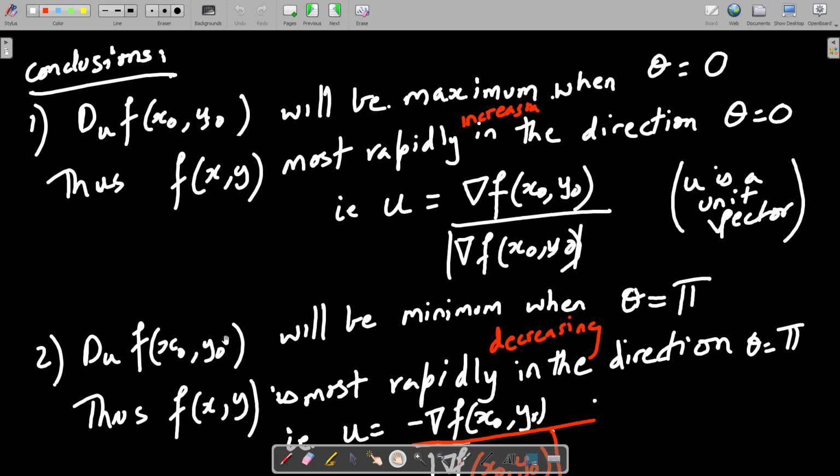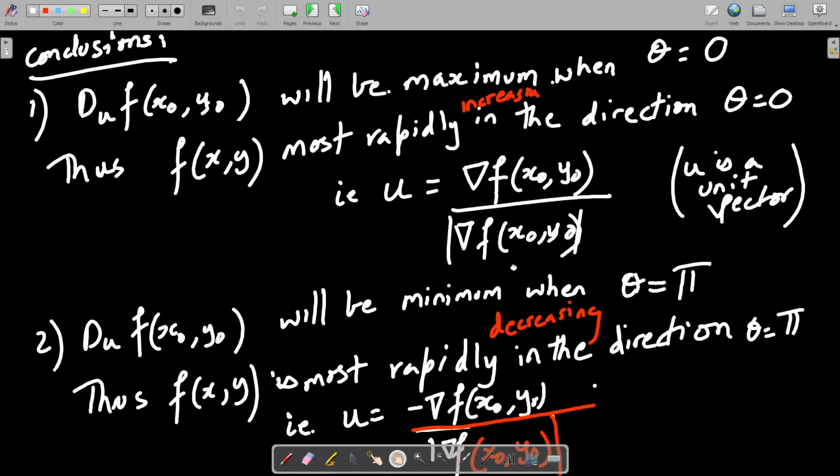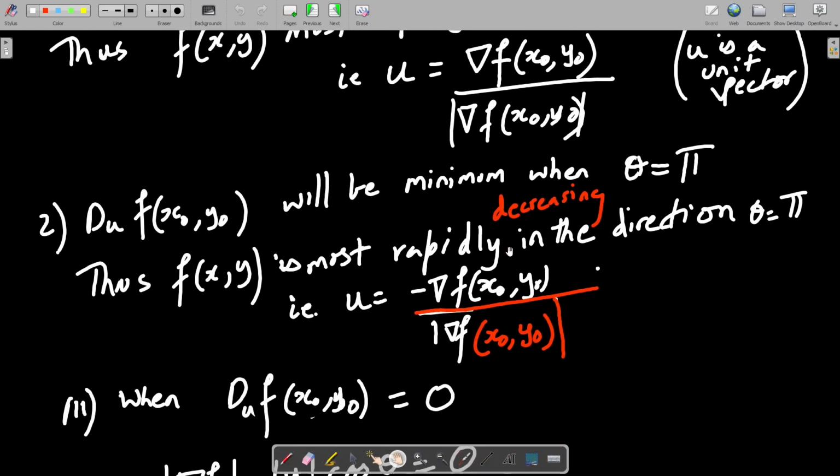Welcome back everyone. Let us continue the discussion we were having in the last class on directional derivatives and the direction in which they increase or decrease most rapidly. We had seen that the directional derivative increases the most rapidly when the unit vector is given by the gradient of f divided by the norm of the gradient, basically the unit vector in the direction of the gradient. In the same way, it will decrease the most in the direction of the negative of the gradient.